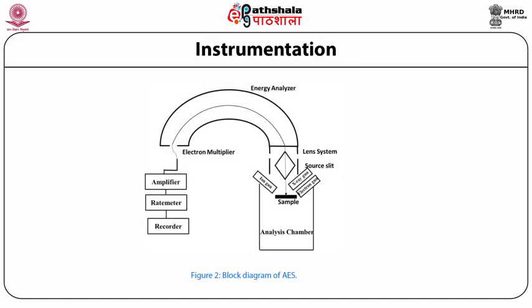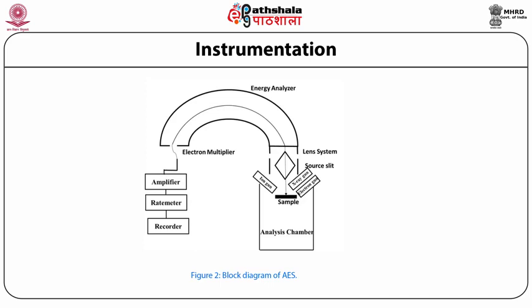The instrumentation. A modern instrument for electron spectrometry contains both XPS and AES in a single chamber as a multifunctional surface analysis system.